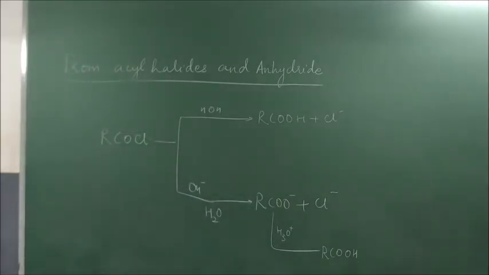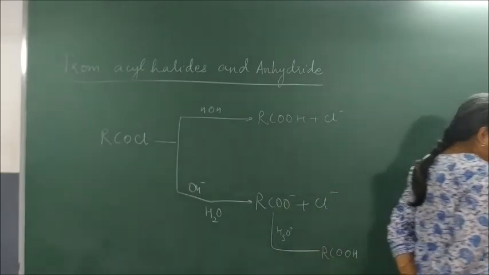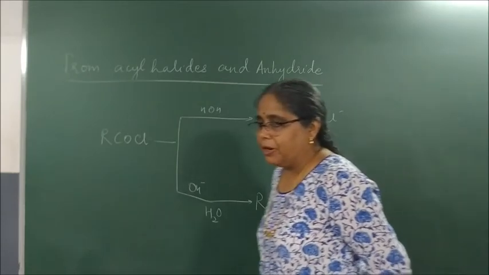Make ethanoic acid from it. Do the same reaction with ethanoic acid. Done? Now write the B part of it.